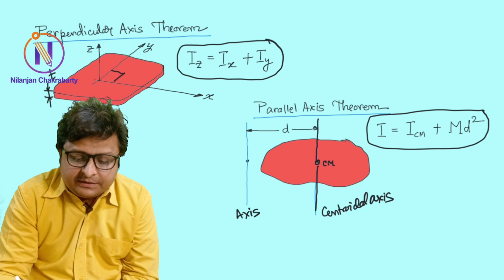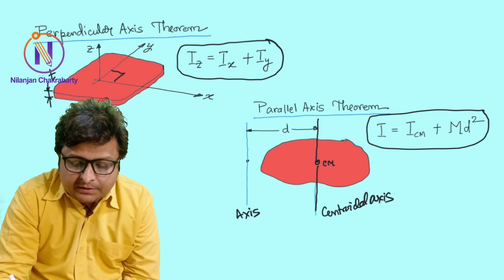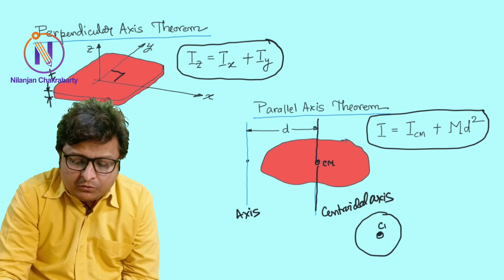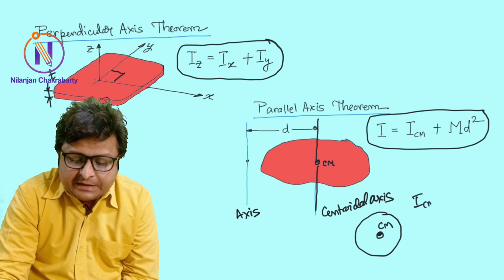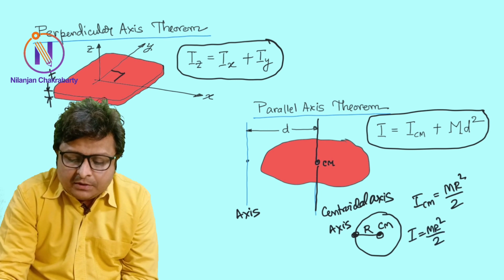People make a mistake here, I will tell you. Take this disk. About the centroidal axis, what is Icm for the disk? It is mr²/2. Now if you choose this axis, the distance is r, so I equals Icm plus md squared, that is mr².